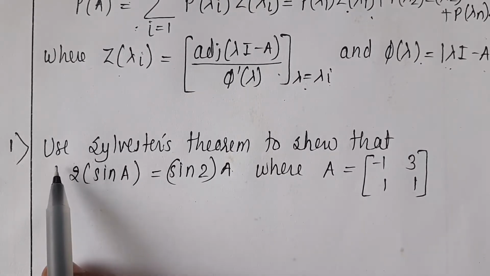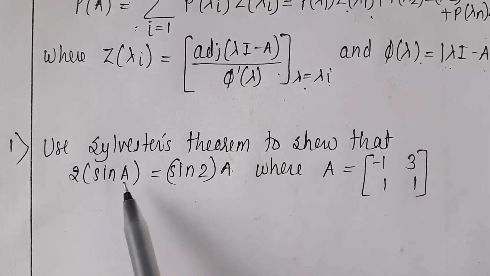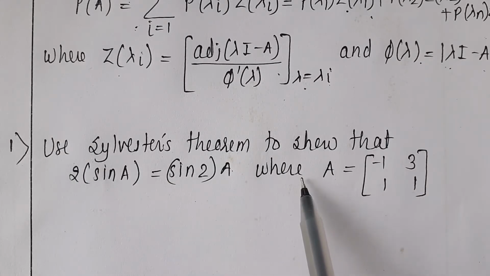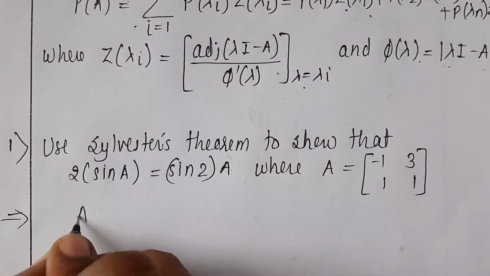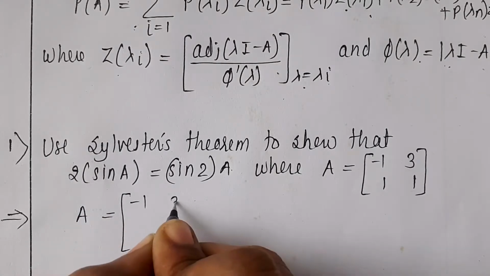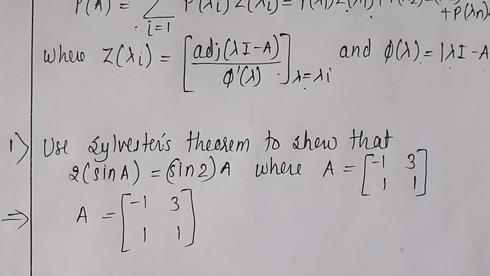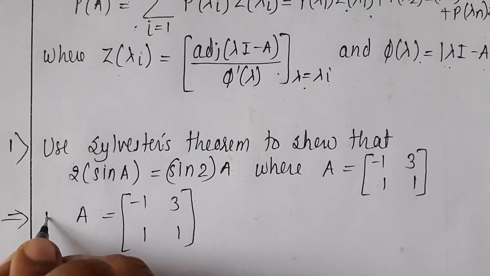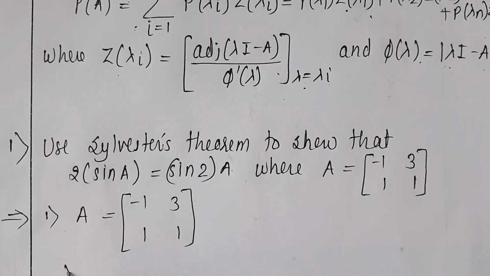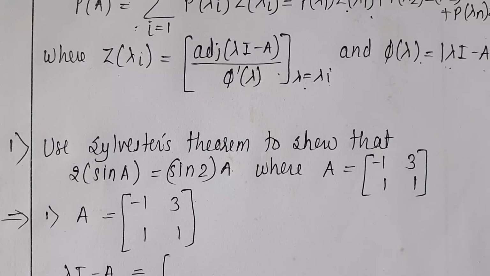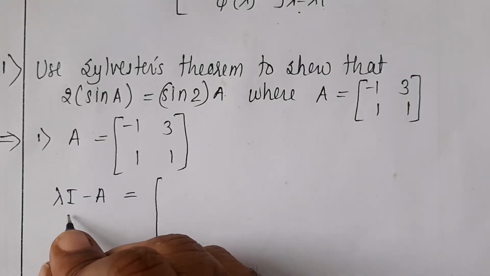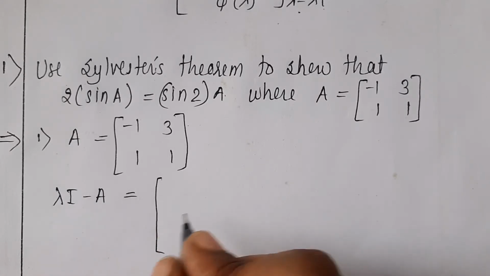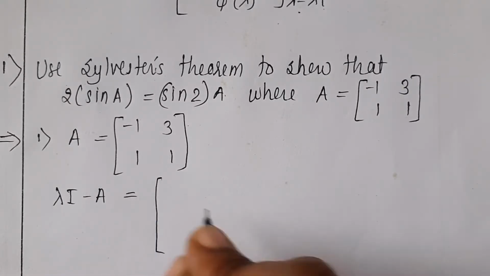Okay, so the first example is: use Sylvester theorem to show that 2 into sin A is equal to sin 2A, where A is given as minus 1, 3 and 1, 1. Now here the A matrix is given as minus 1, 3, 1, 1. Okay, what we want is lambda I minus A. Lambda I minus A means we have to subtract the A matrix from lambda I. So lambda into I, the identity matrix, gives us lambda 0, 0 lambda. That is our lambda I.